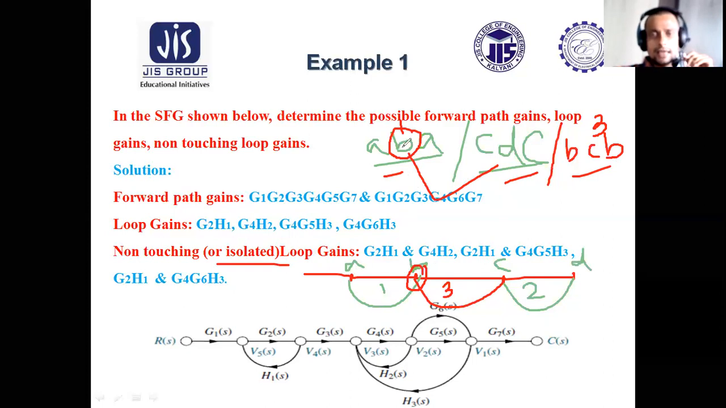Now, if there is any common node between any two loops, that means those are touching loops. If there is no common node between two loops like this, these are not touching loops. But as there is a common node between these two loops, which one is the common node? CDC, BCB. So the common node is C. So these two loops are touching at common node C. So loop 3 and loop 2 are touching loops.